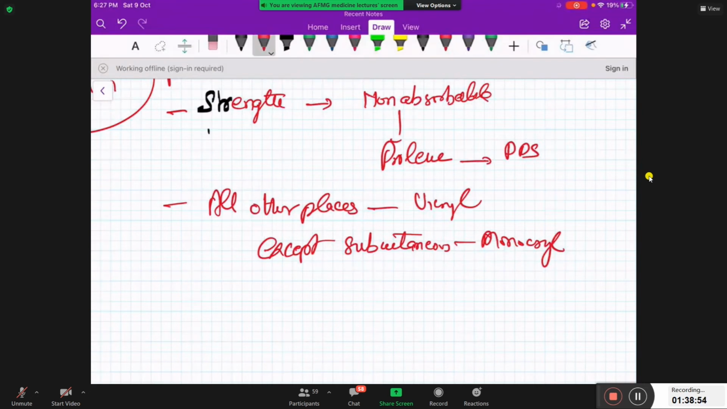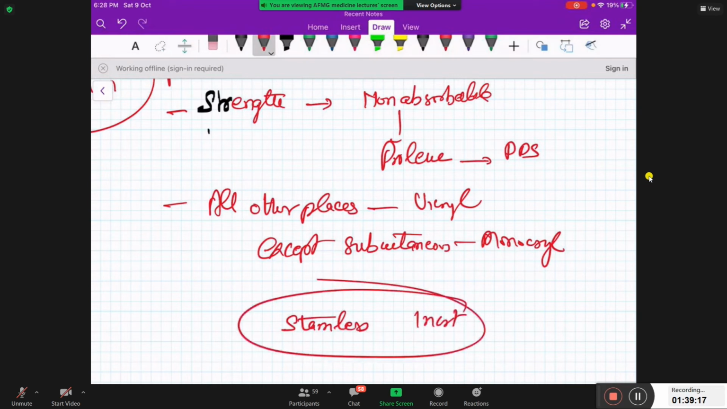But what do we use? We use nails, screws, and plates. What are they made of? Stainless steel or titanium. And what is this stainless steel and titanium? Nothing but non-absorbable material, so the concept is the same. You should know that stainless steel is the most inert substance we are using in any place. The body has the least reaction against it.